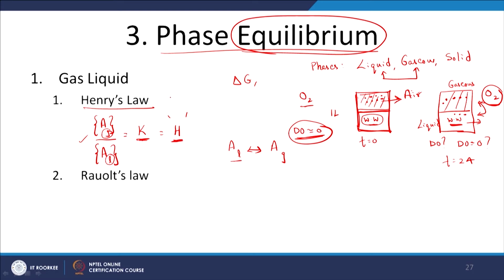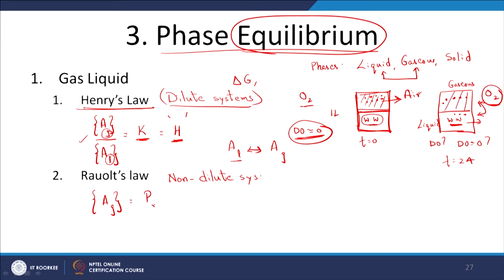But keep in mind that Henry's law is typically applicable for dilute systems. In the same way, we come across Raoult's law, and that is applicable to non-dilute systems. And what does that give us an idea about? It gives us an idea that the activity of the relevant compound in the gaseous phase is equal to the vapor pressure of the compound times the activity of the compound in the liquid phase.